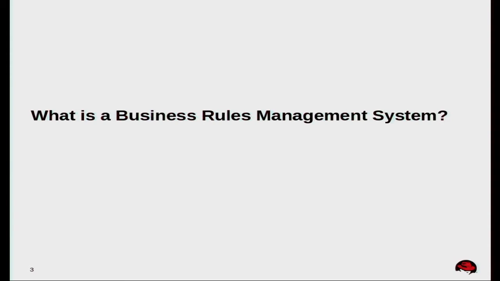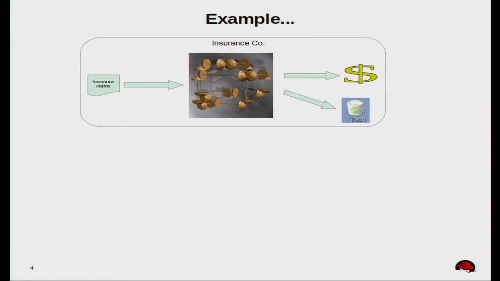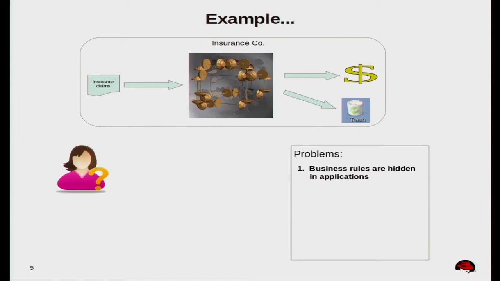So let's see what an example might look like. In a traditional application, here's an insurance company example. We have something that we're going to process insurance claims with. So basically, the claims come in. There's some things that happen within the application, and either the claim is approved or denied. So one of the problems with this approach is that the business rules are hidden in applications.